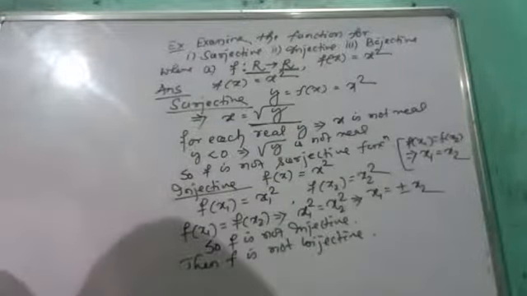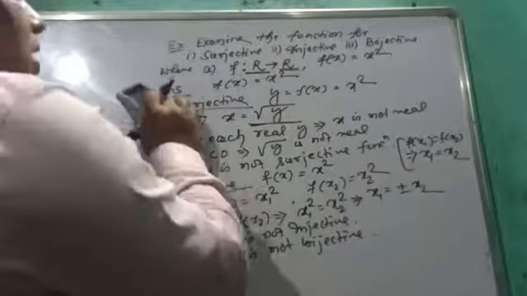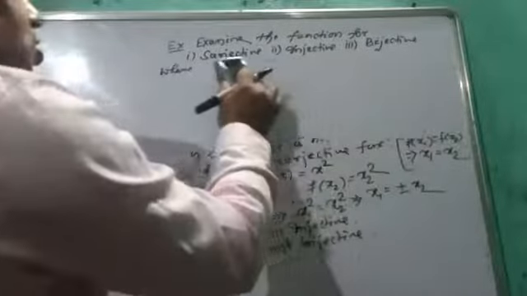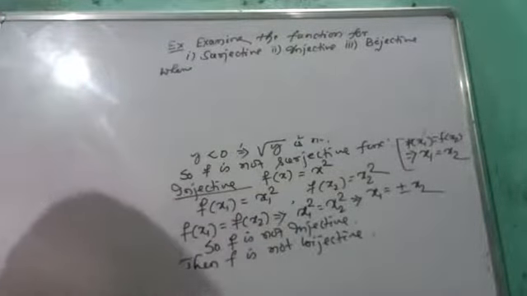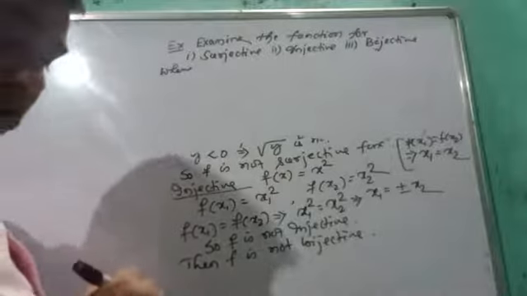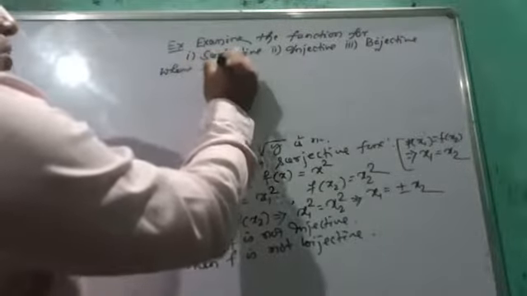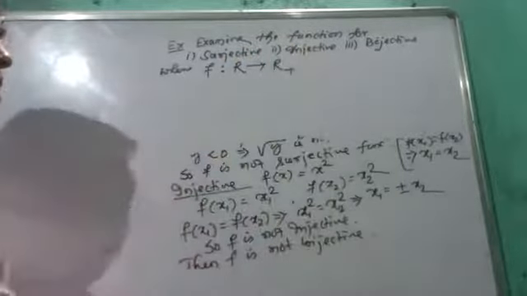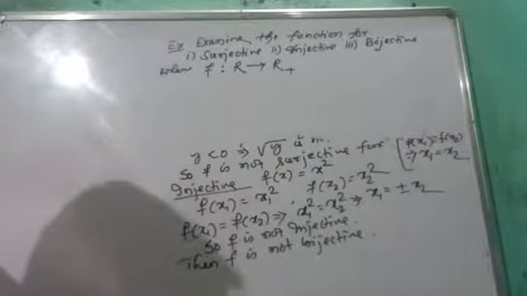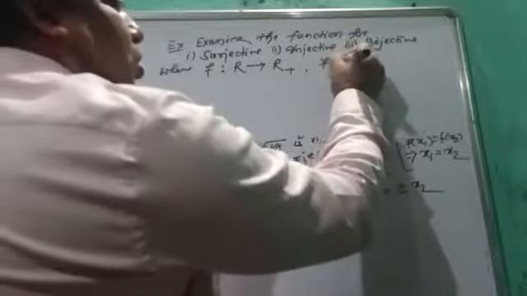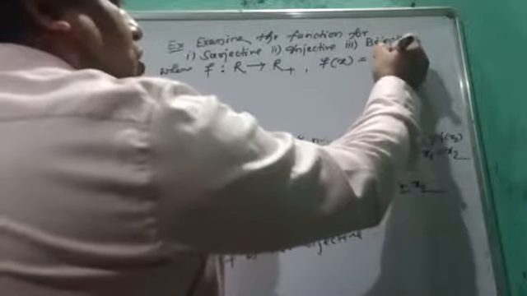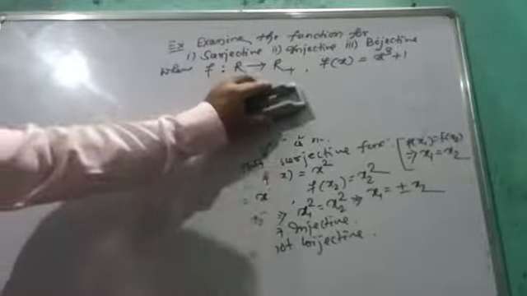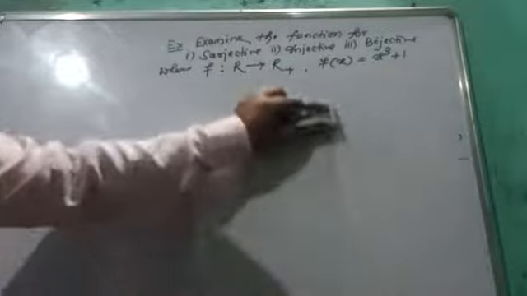If you solve with the same procedure, here is another example. Examine the function for surjective, injective and bijective, where f is a function from real numbers to R plus, where R plus means positive real numbers, and f(x) is equal to x cubed plus 1. Now we have to test surjective, injective and bijective.